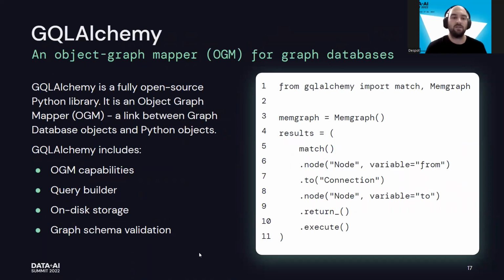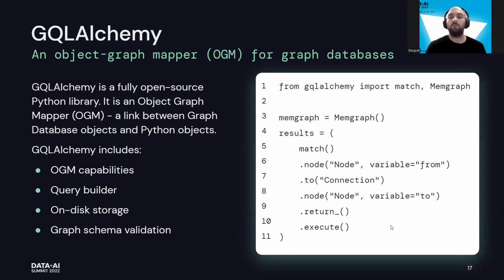We are also going to use a Python library called GQLAlchemy. It's an object graph mapper, which means it provides a connection between Python objects such as classes and graph objects. You don't have to parse anything yourself. There is a serializer and deserializer as part of GQLAlchemy. There is also a query builder, which means you don't have to learn the Cypher query language. This snippet demonstrates it.